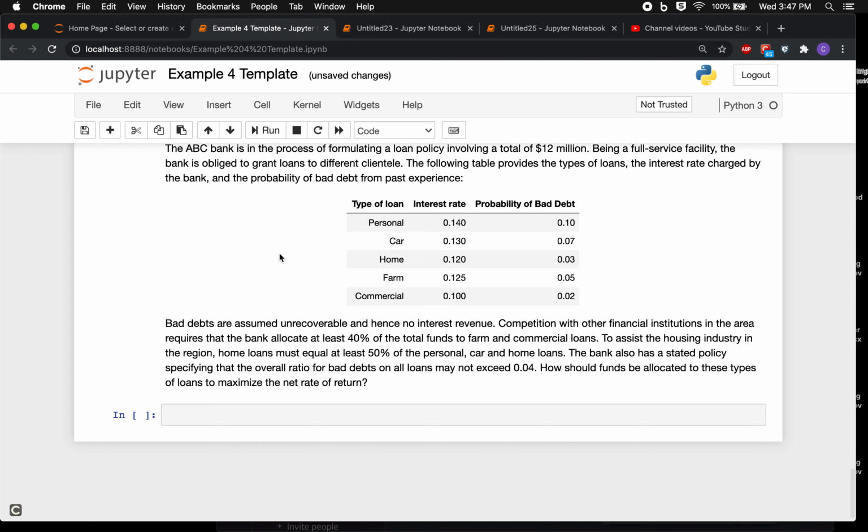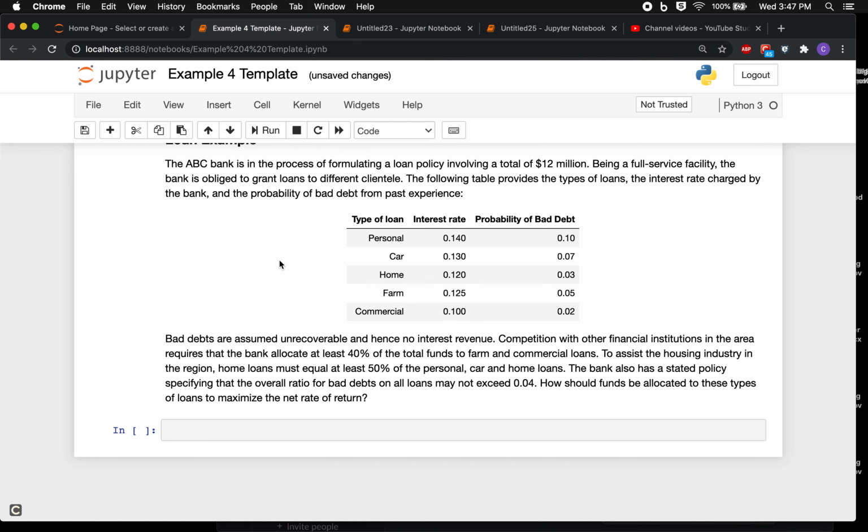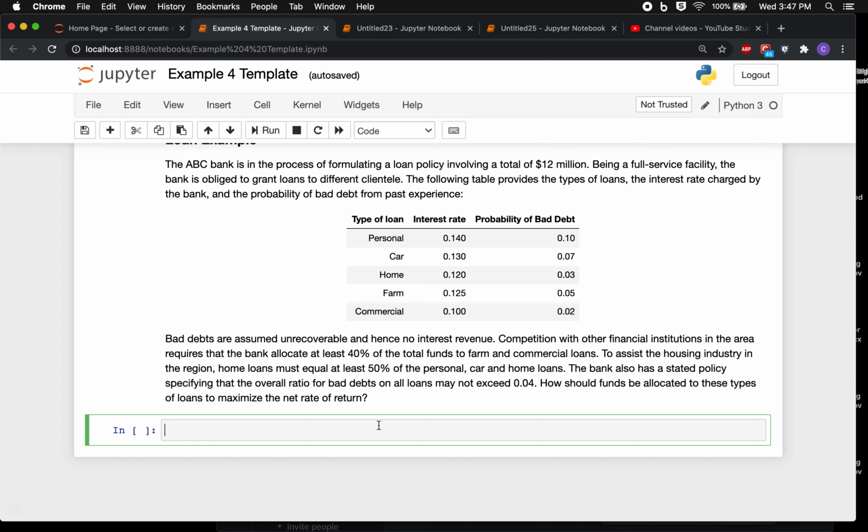All right, so let's do this last one. And so this is a loan problem. And so what we're trying to do here is we've got basically $12 million that we can loan, and we have different interest rates, and we want to maximize the interest rates, minimize the probability of debt, and then we have all these different constraints here, and I'll just go through them one by one.